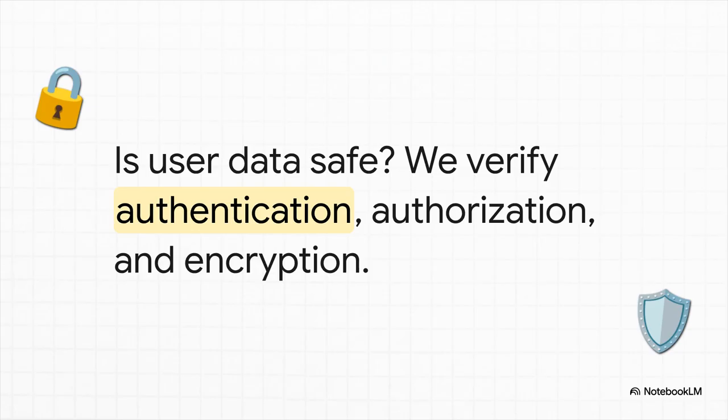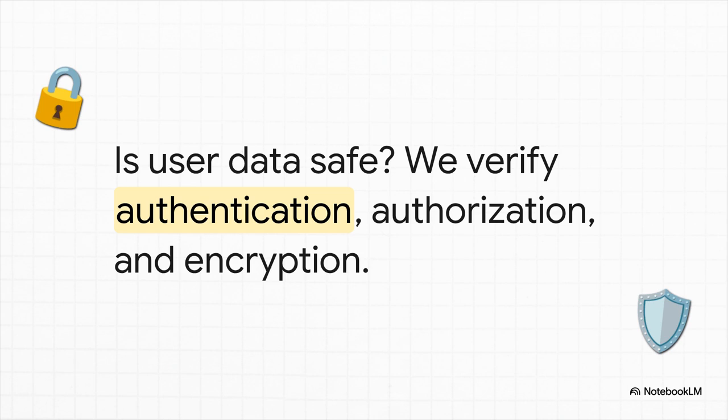And finally, number 4, security. This is where we check if all the doors and windows are locked. It's about 2 key things: authentication, which asks, are you really who you say you are? And authorization, which asks, okay, you are who you say you are, but are you actually allowed to see this information?